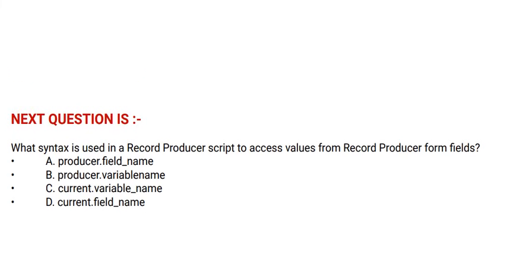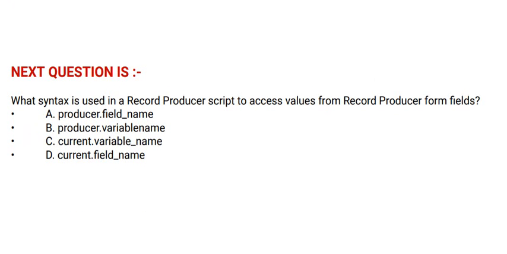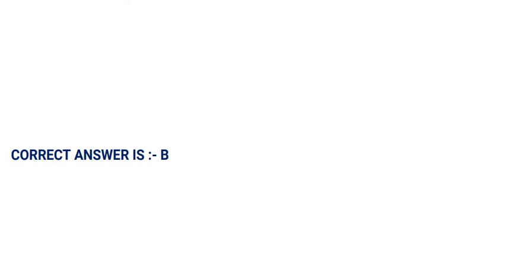Next question is, what syntax is used in a record producer script to access values from record producer form fields? Option A, producer field name. Option B, producer variable name. Option C, current variable name. And option D, current field name. And the correct answer is option B.